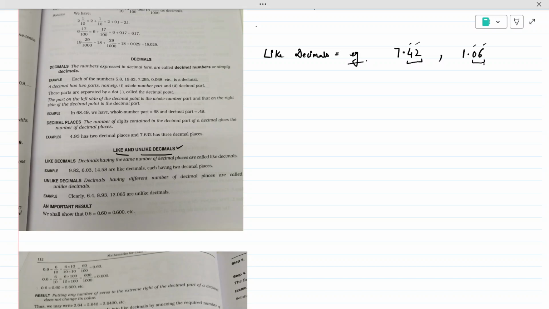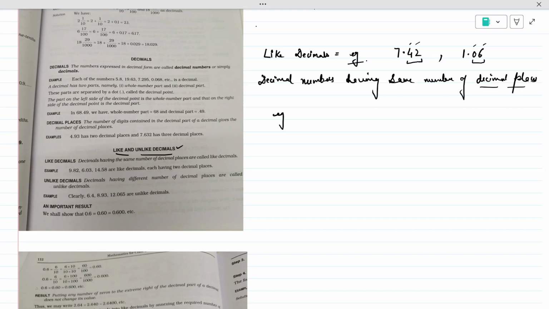So in both of these two fractions, the number of places after the decimals are the same, so they are like decimals. So what are like decimals? They are decimal numbers having the same number of decimal places. Okay, and here we are concerned only about the decimal places and not before that.